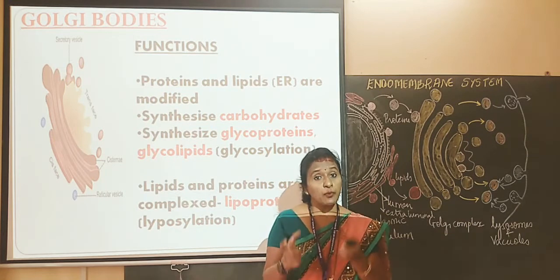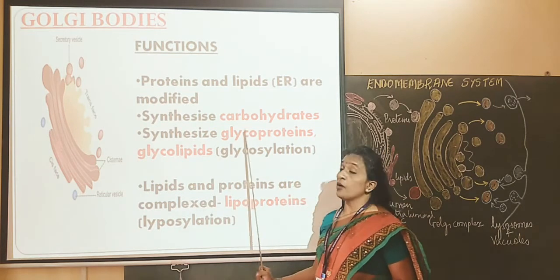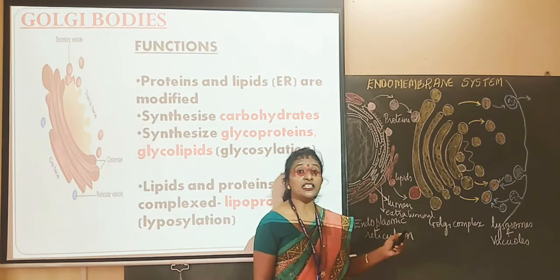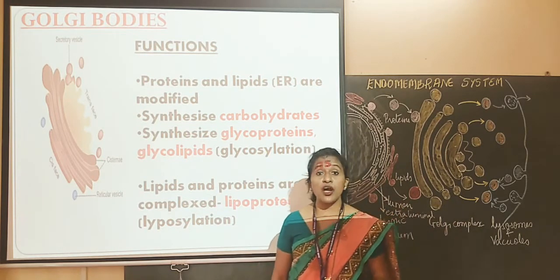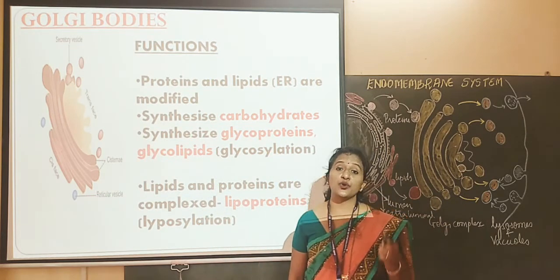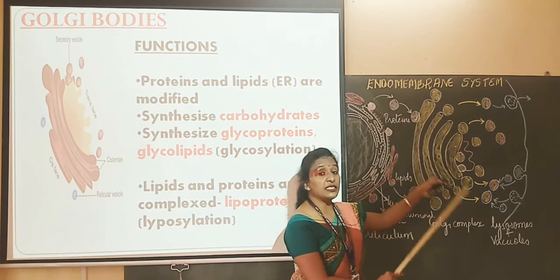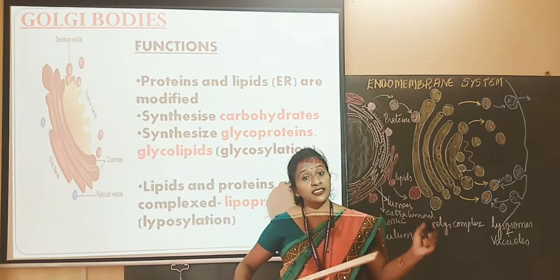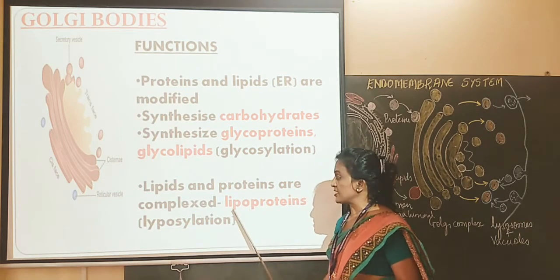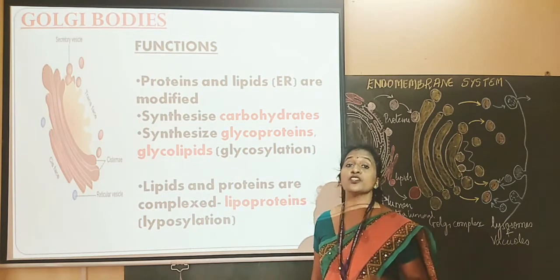So these carbohydrates will combine with the proteins to form glycoproteins, and the lipids that are sent by the smooth endoplasmic reticulum will also bind with the carbohydrate and form glycolipids. So this process is called glycosylation. Also, both lipids and proteins which have been sent to the Golgi apparatus will combine together to form lipoprotein, as the name says, lipids and proteins. So it forms lipoprotein and the process is called liposylation.